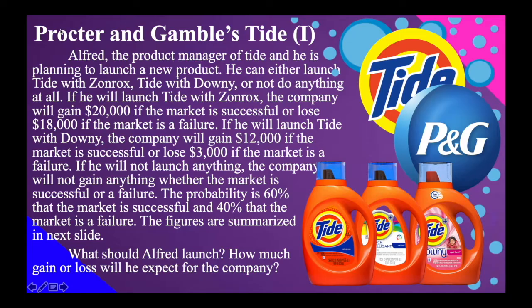Now, the probability is 60% that the market is successful and 40% that the market is a failure. The figures are summarized in the next slide, and the question here is that, given those numbers, given all those data, what should Alfred launch? Should Alfred launch Tide with Sunrocks, Tide with Downy, or do nothing?